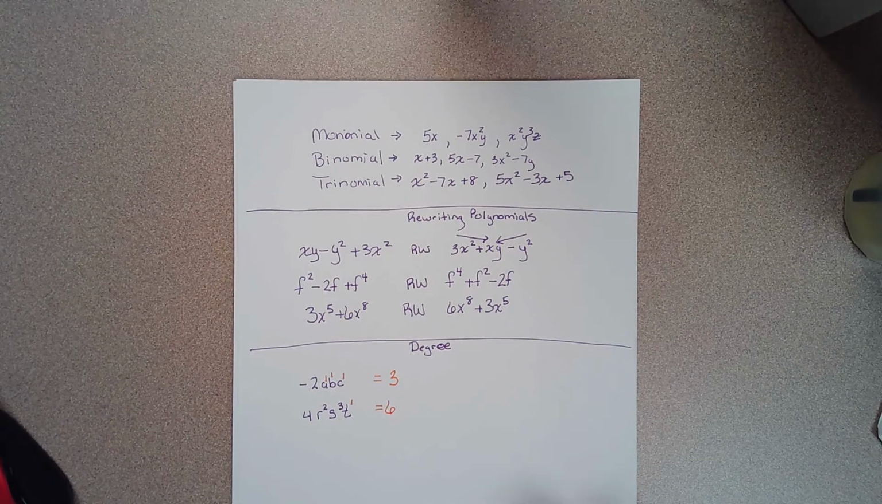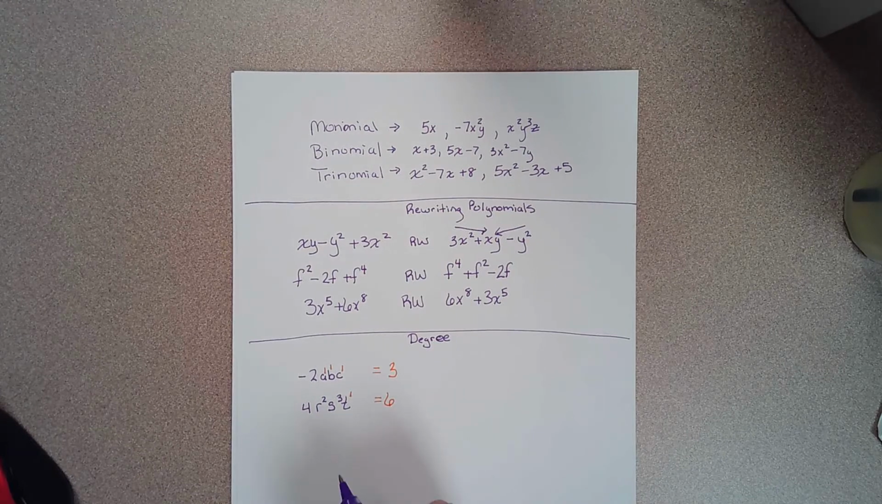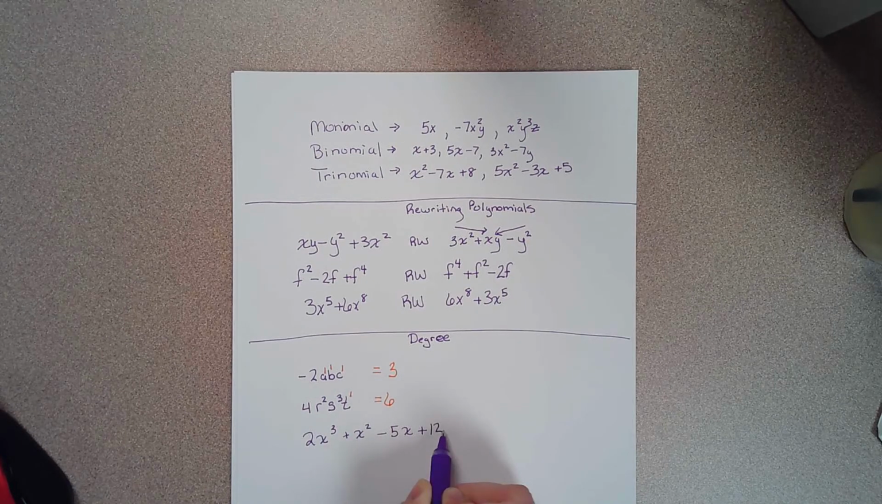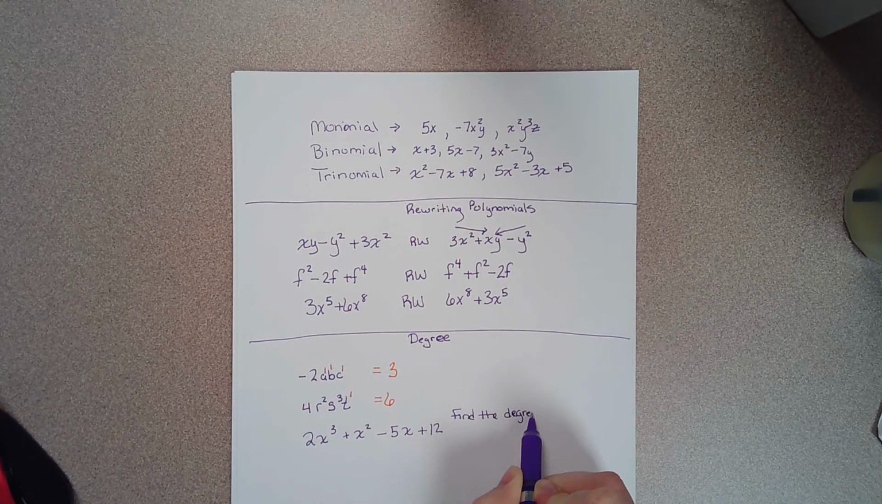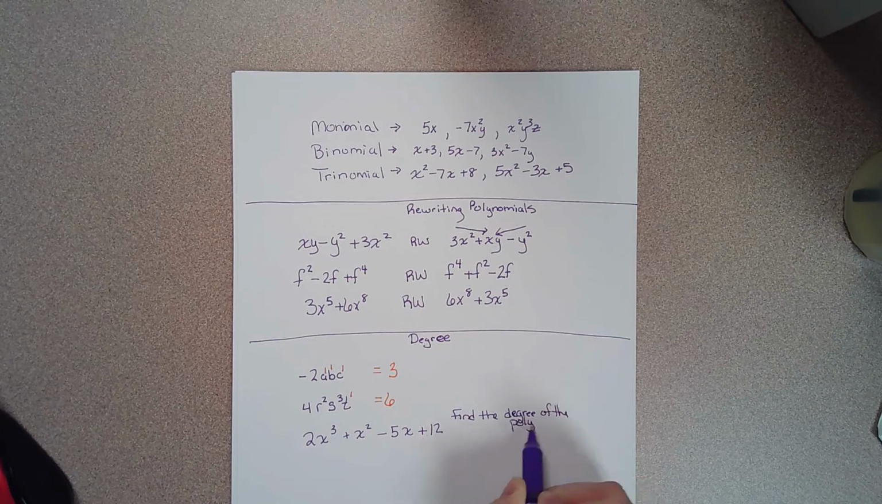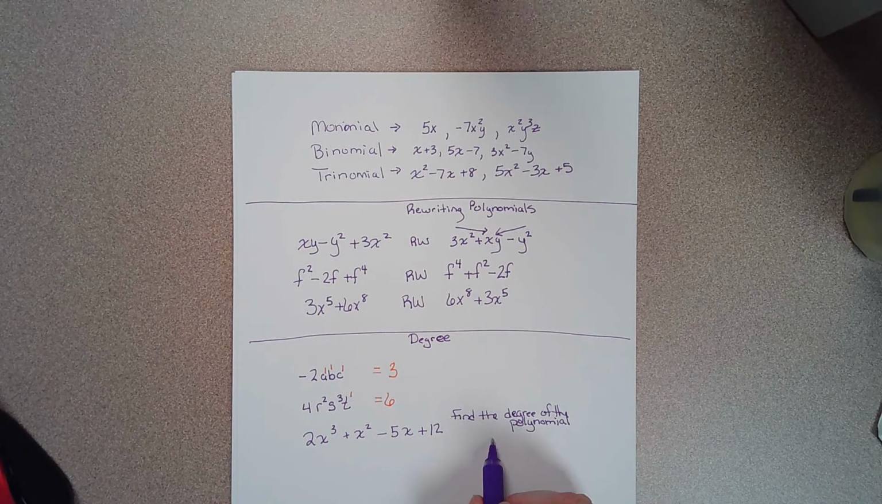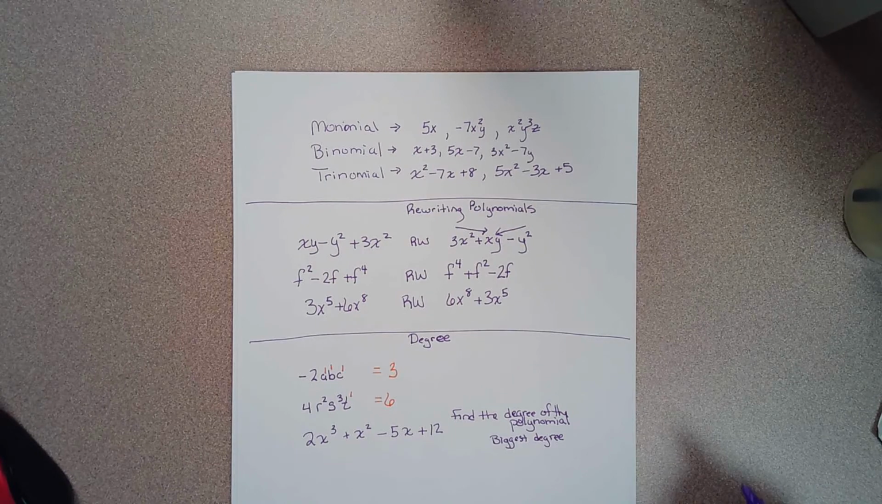Now, if I ask you what is the degree of an overall polynomial, so let's say I have something like this. Oh, let's say I have 2x cubed plus x squared minus 5x plus 12. So we have 4 terms, which makes it a polynomial, because anything over 3 is just called a polynomial at that point. And find the largest. So I'm going to put over here, find the degree of the polynomial. So to find the degree of the polynomial, that means I have to find the biggest one. So we're looking for the biggest degree. Not just any degree, but the biggest degree.